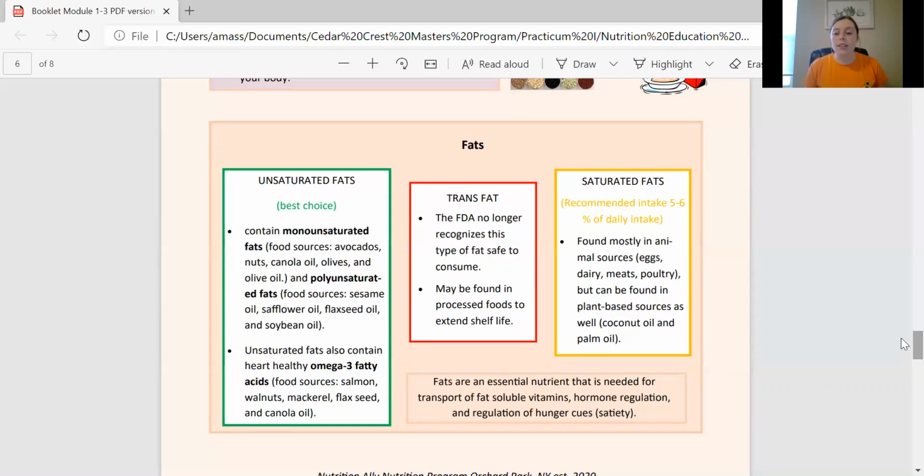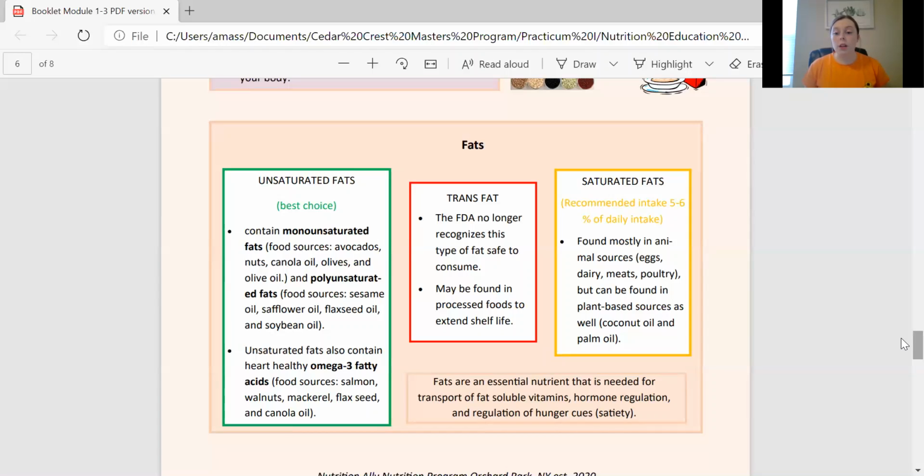And then the last category over here is saturated fats. Saturated fats mostly come from animal sources, but there can be saturated fat in some plant sources as well, which I listed there. But saturated fats are the type of fat that get the bad rep for raising cholesterol levels, increasing your risk of stroke, diabetes, heart disease, things like that.